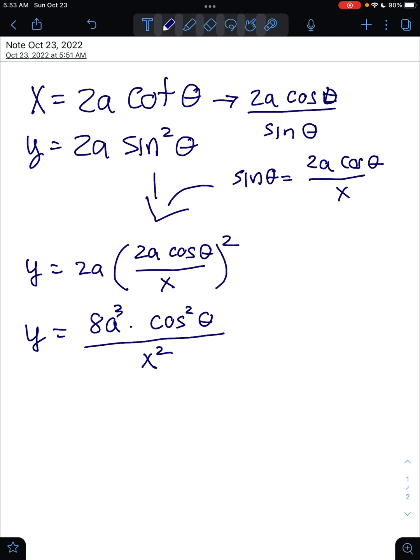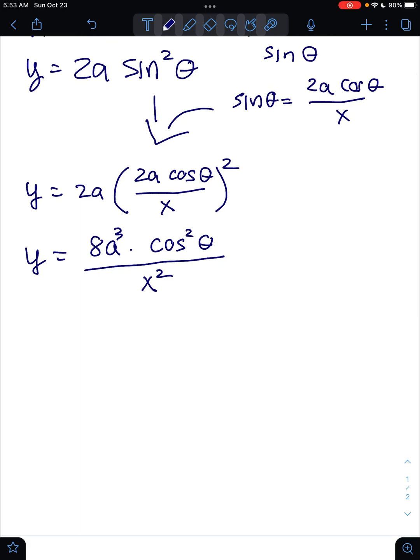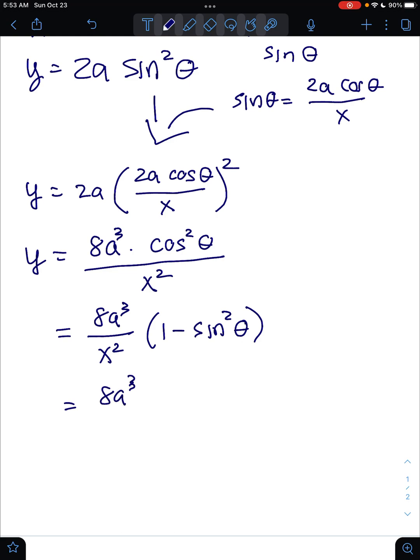Now we're going to go a little bit circular here because we're going to replace this cosine squared with a 1 minus sine squared x. It seems like we'll be going in circles, but we'll see what happens. So I could rewrite this as 8a to the third over x squared times 1 minus sine squared theta, and then distributing, 8a to the third over x squared minus 8a to the third over x squared times sine squared theta.